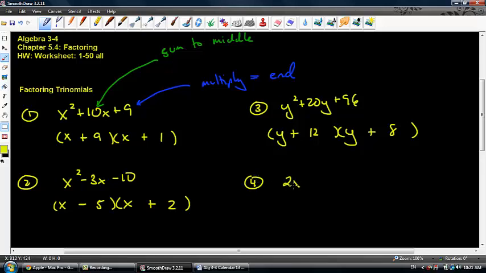If I say 2x squared plus 3x plus 1, now 2x squared has to be divided into 2x and x. Again, my symbols are double positive because they're double positive here. And now I need two numbers that multiply to 1. Well, that's a piece of cake. It's 1 and 1.